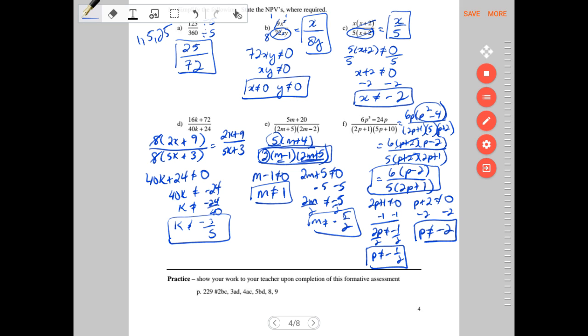All right, page 229, let her rip. And don't forget to show your teacher when you're finished.